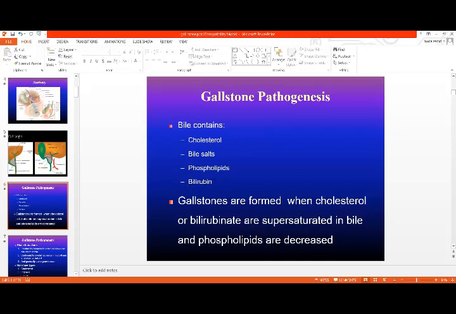So bile contains all these four things. Okay, gallstones are formed when cholesterol or bilirubinate are supersaturated in bile, and the phospholipids are reduced, this triangle gets disturbed, and cholesterol and bilirubinate become more, so you get gallstones. Okay.